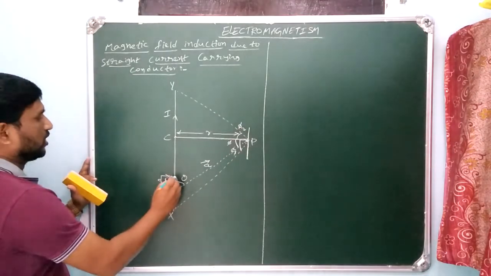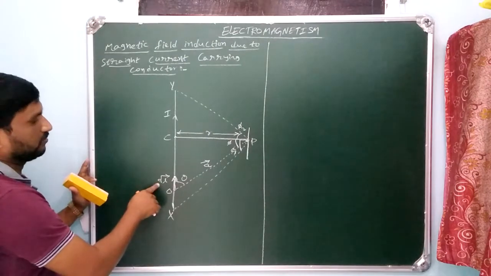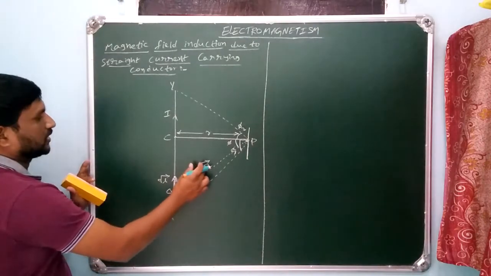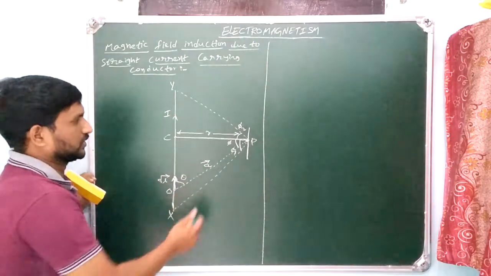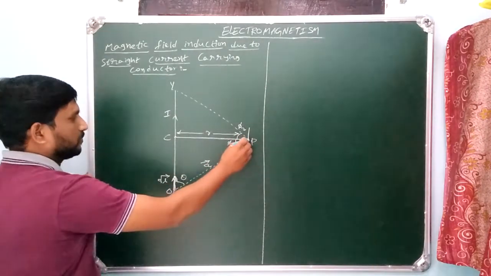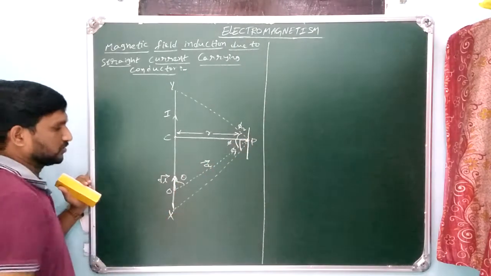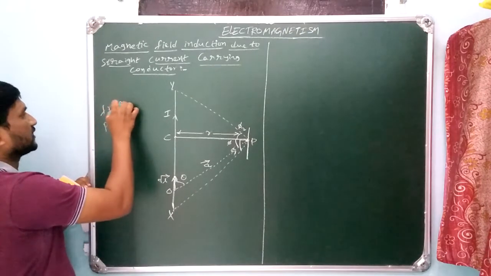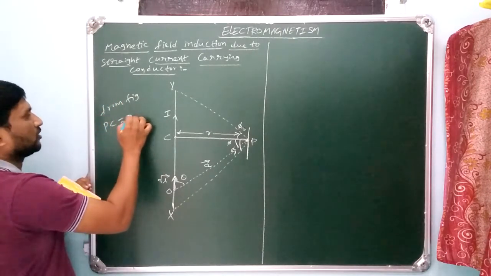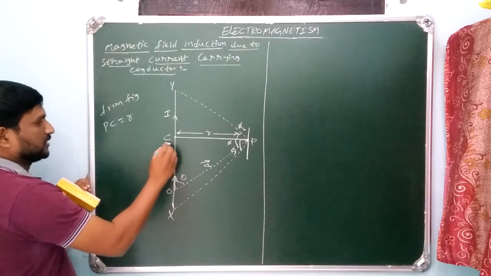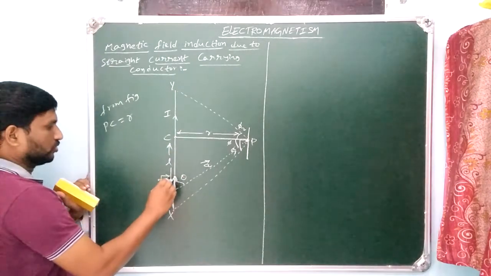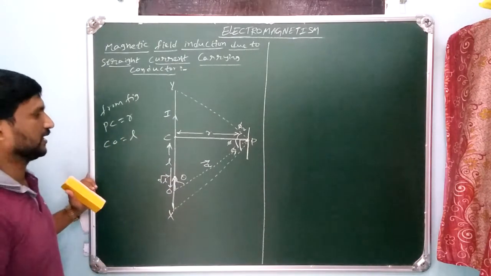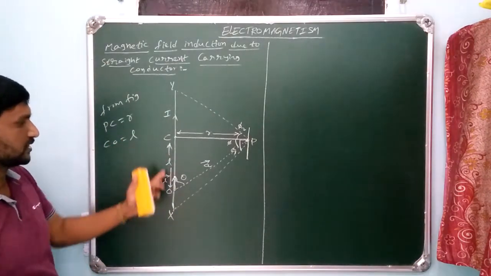We are considering one small element I dl bar, which makes an angle theta with the position vector a bar. The position vector a bar is the line from P to this current element I dl bar. It is clear from the figure that PC is equal to R, and the distance between C and O is L.